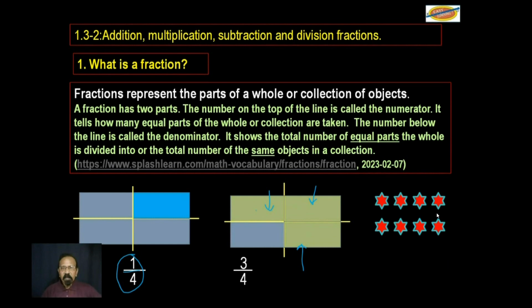Or if we have 8 stars like we have here, and I paint 1, 2, 3, 4, 5 of them green, then I have painted 5 out of the original 8 stars green. So 5/8 of this total number of stars is now painted green.